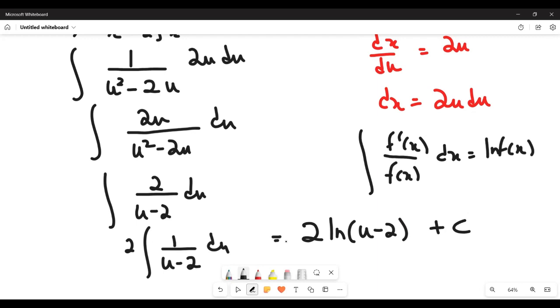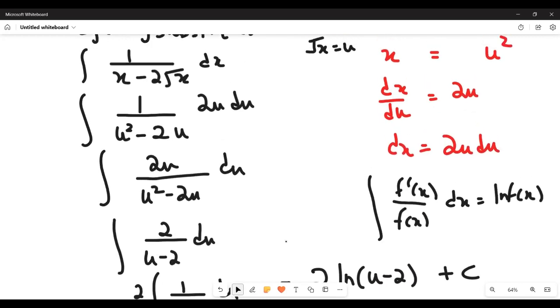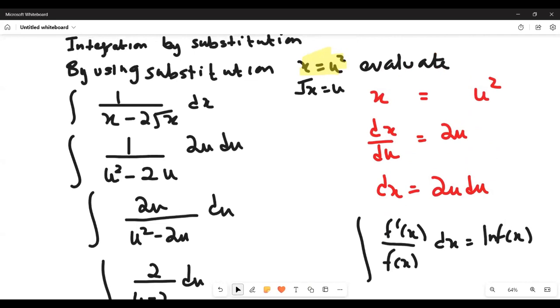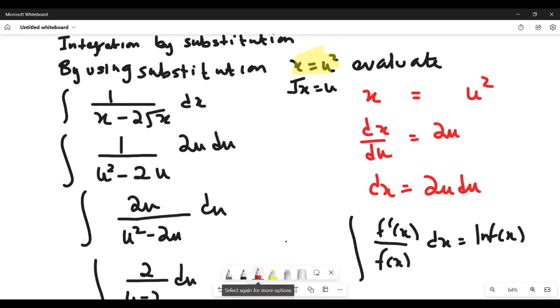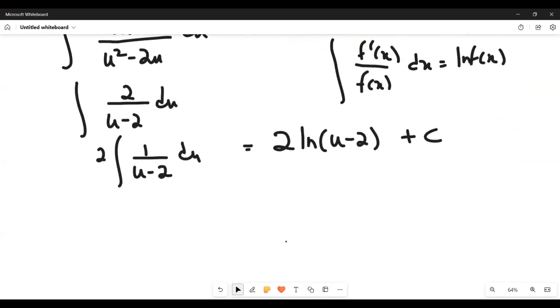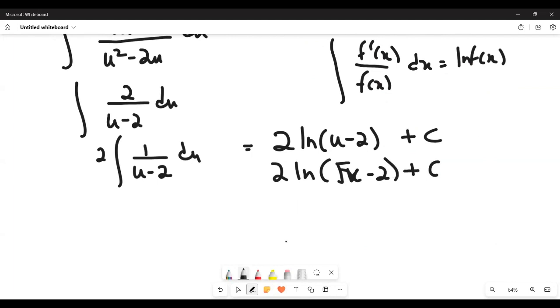However, question तो x की form में था. तो अब हम देख लेते हैं कि u जो है वो किसके equal है. u will be equals to under root of x. So replace u with square root of x. So we get 2 ln square root of x minus 2 plus c.